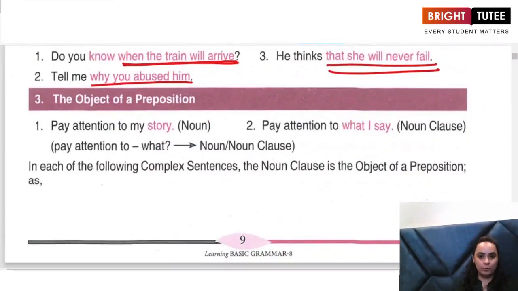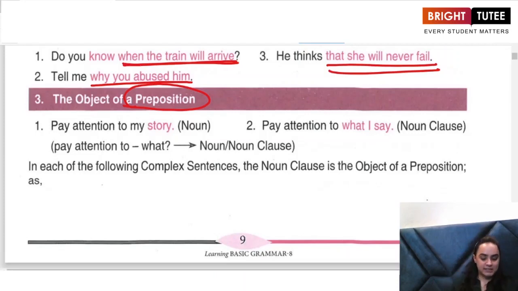When my noun clause serves as the object of a preposition. We all know what are prepositions. In, of, at, up to, on to, between, among. These are all my prepositions. So when my clause is going to follow a preposition, it is a prepositional noun. Okay? When my clause will come immediately after a preposition, it will be a prepositional noun.